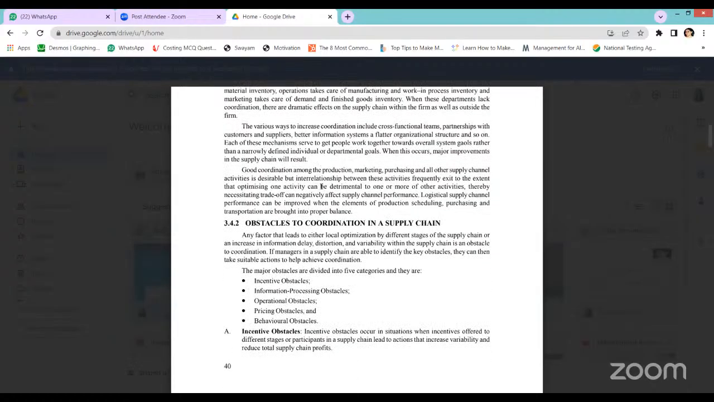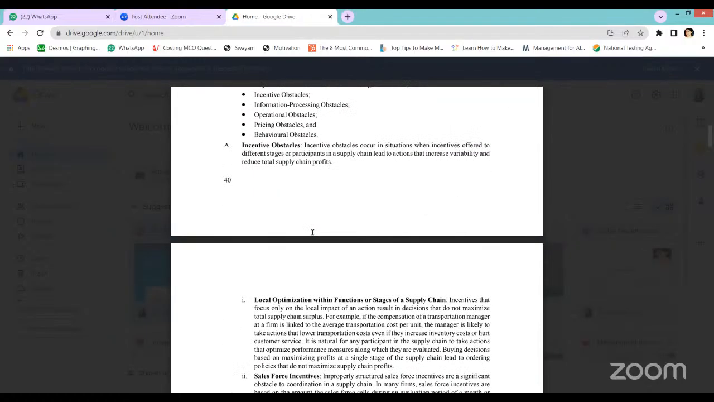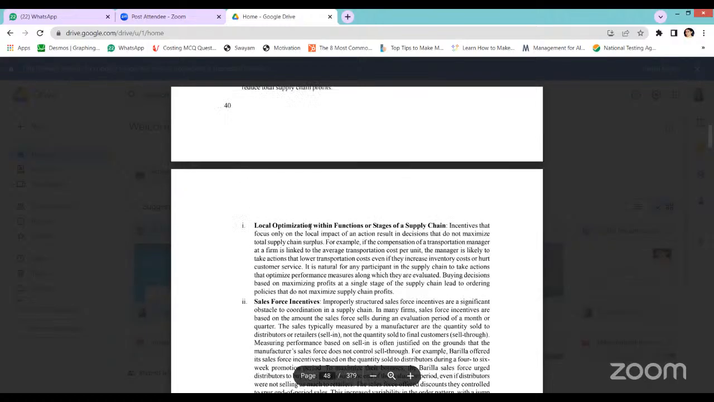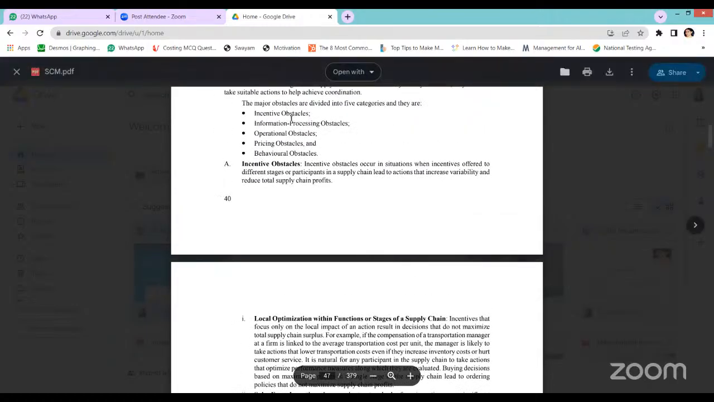Next, see how it is linked. In supply chain planning, we have seen the steps involved in the process. After that, you have seen the issues, and then coordination, and how those issues can be overcome with coordination. And in coordination, what are the obstacles? See, one after the other is linked. These points you can get in short answers: incentive obstacles, information processing obstacles, operational obstacles, pricing obstacles, behavioral obstacles.